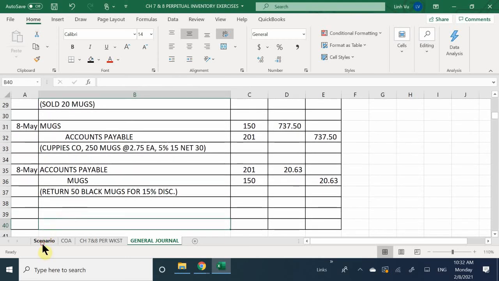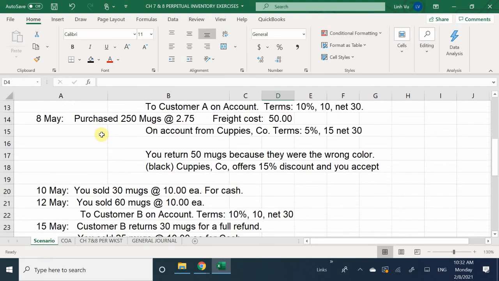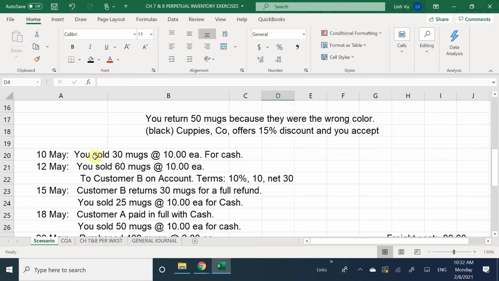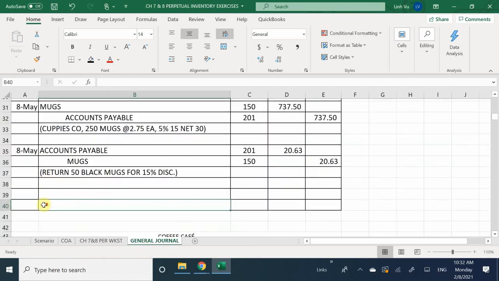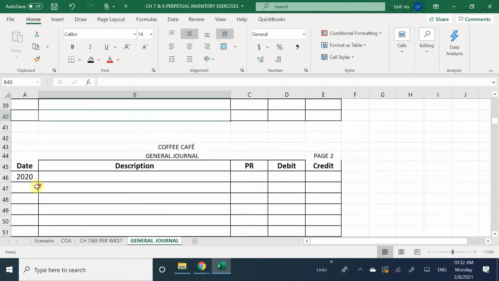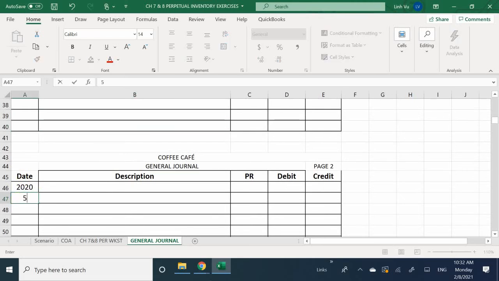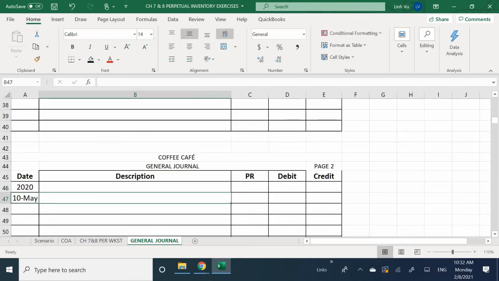All right. So then what has happened on May 10th? We sold 30 mugs at $10 each for cash. So what are my accounts going to be? I'm on the next page. So this is May 10. What are my accounts going to be? Cash. What else? Sales. What else? And Sales tax.